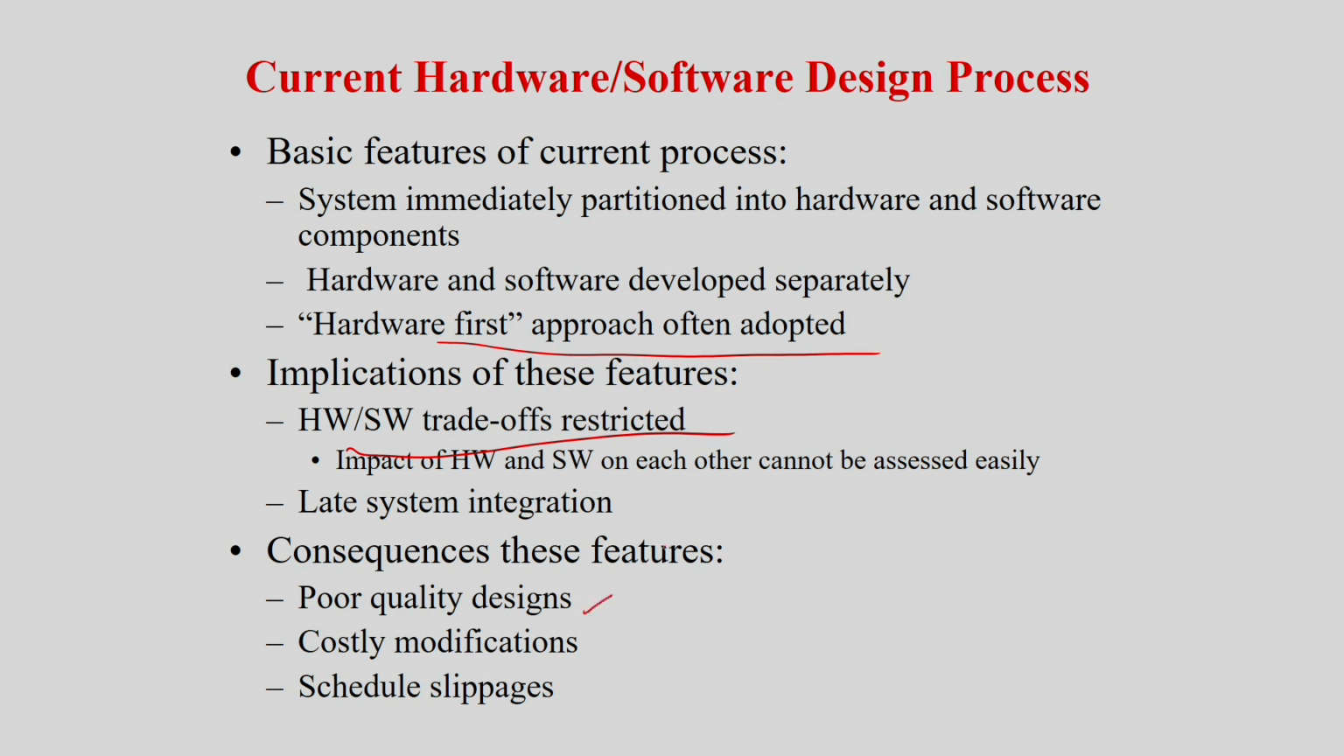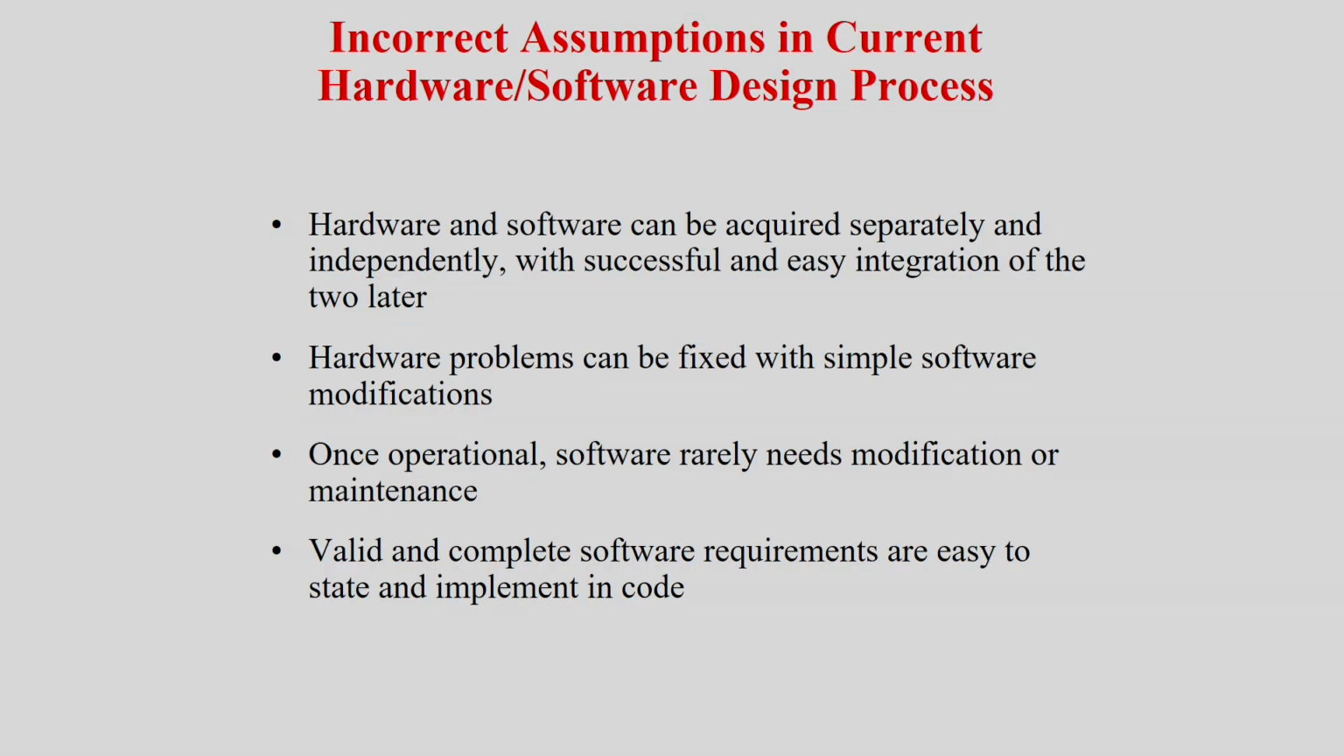Problems are poor quality design, costly modifications, and schedule slippages. Schedule slippage means I cannot meet the target. I was saying that this hardware would be available, then my software would run, but hardware people have taken more time. So such things happen. So we require co-development, co-integration and co-testing phases of hardware and software in embedded systems. But again, as I told you, it's a very, very difficult problem.